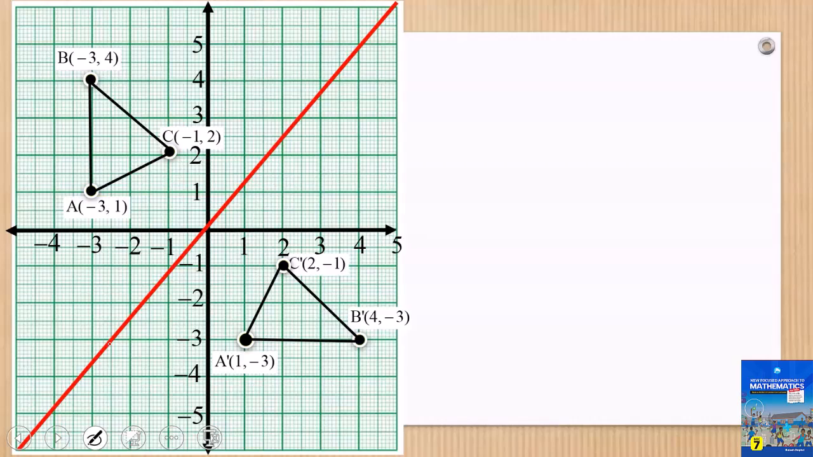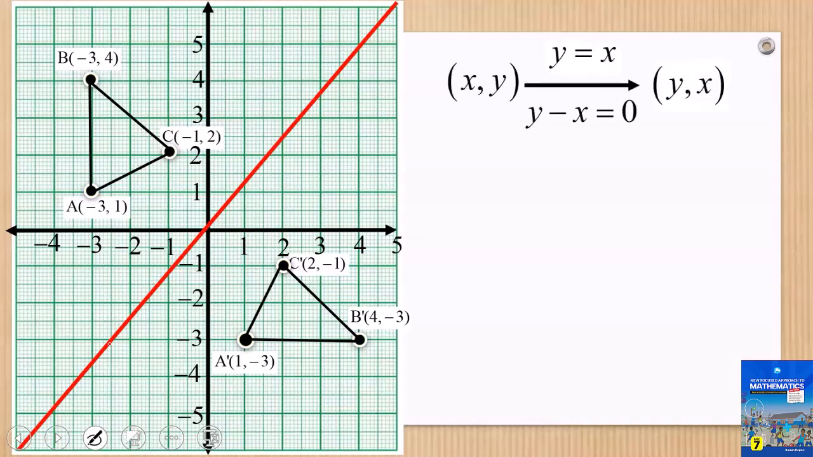And again, if you observe the values of A, B, and C in line with the A prime, B prime, and C prime, you observe that if A is, let's say, -3, 1, A prime becomes 1, -3. It just swaps. C is -1, 2. Its image becomes 2, -1.